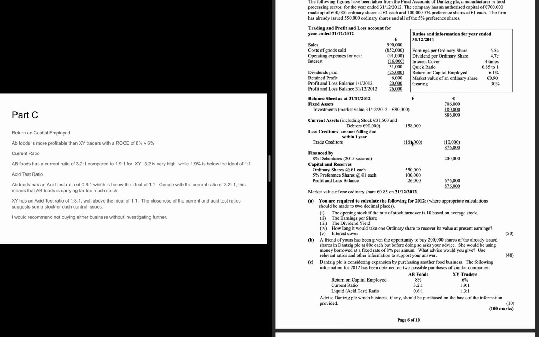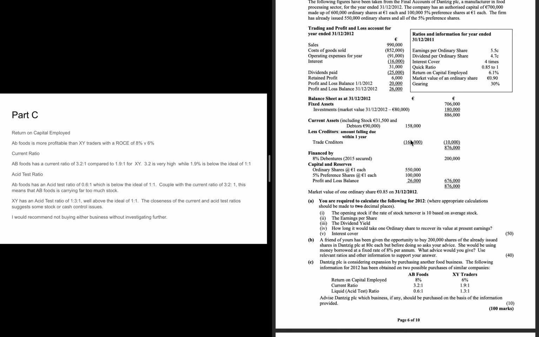XY, on the other hand, is 1.3 to 1, which is above the ideal of 1 to 1. They're relatively close between their current ratio and acid test ratio, and that suggests a couple of things. It suggests they've probably got a good stock management system. It might say they could have some cash control issues, but there's nothing to say that for definite. You'd have to look into more detail on it. Now, if they asked me to make a definite decision as to which one I would invest in, based on those figures, I would invest in XY Traders.